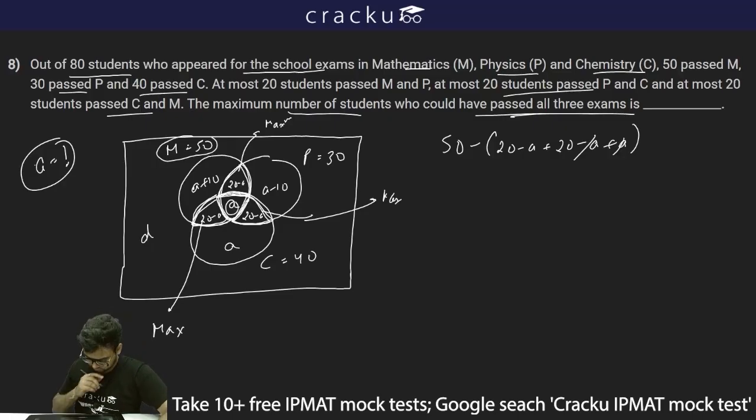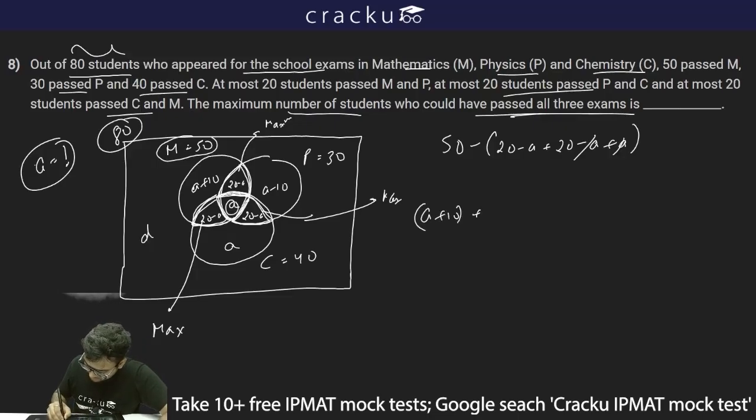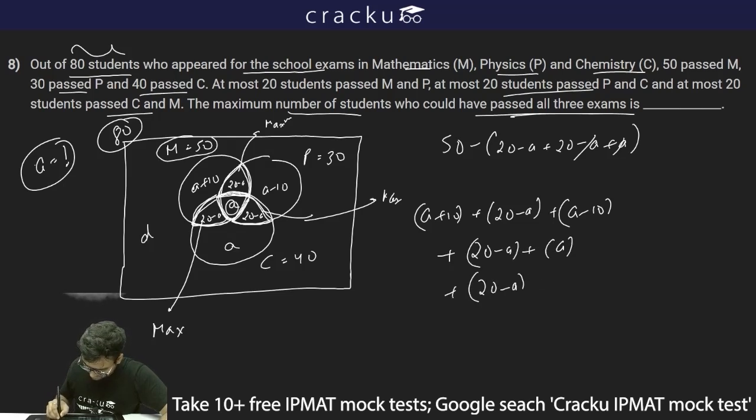So the total number of students is 80, so the entire data set is of 80. So I can write A plus 10 plus 20 minus A plus A minus 10 plus we have 20 minus A plus A plus 20 minus A plus A. This should be equal to 80 plus D as well, because we have to consider this D as well. So this should be equal to 80.